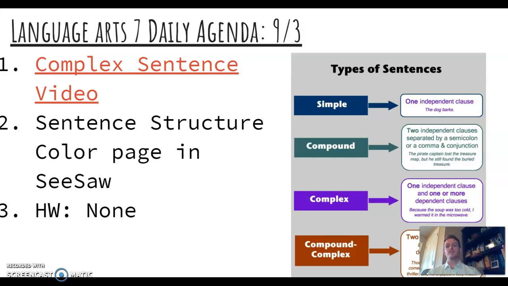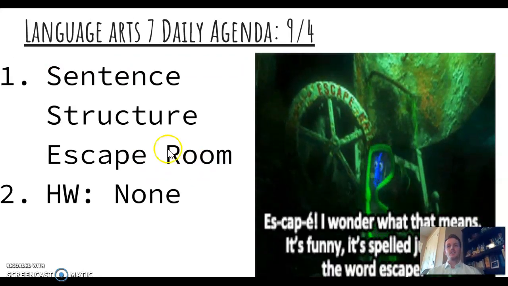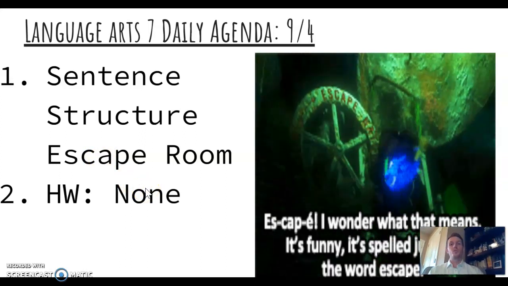And then to round off the week, we're going to have some fun by students completing a sentence structure escape room, which of course will be on their computers. So make sure those computers are charged and ready to go for this week.